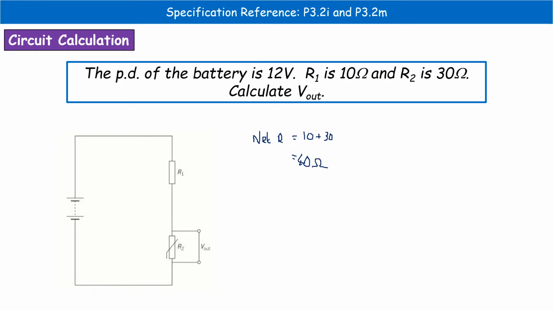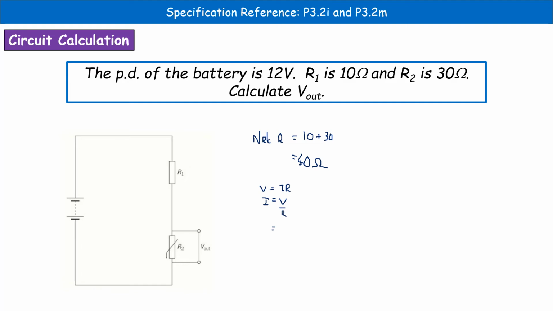Okay. Once we've got our net resistance, we can then use V equals IR to calculate the current, because we're talking about a series circuit. And remember our rule there that the current is the same everywhere in a series circuit. So remember, on our formula sheet, we will get V equals IR. Now, what we're trying to do here is calculate current, so we need to rearrange it. So if we want to know current, it's just going to be V divided by R.